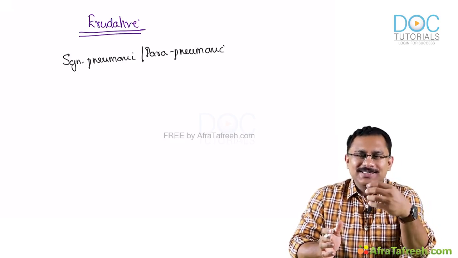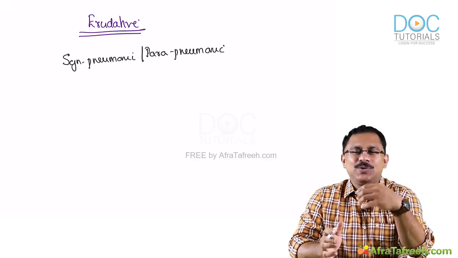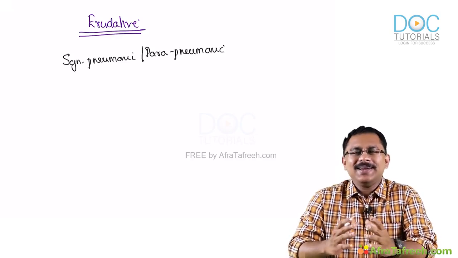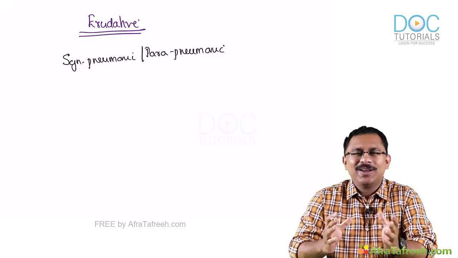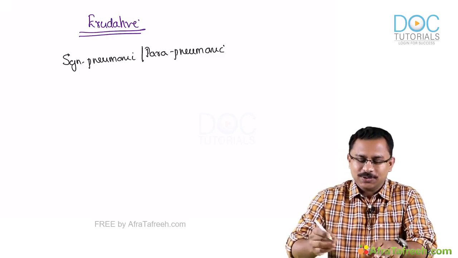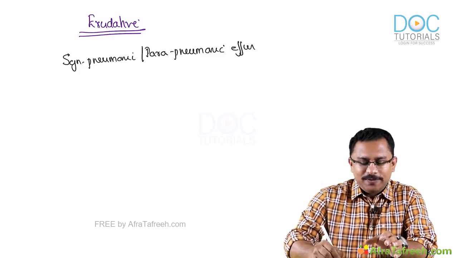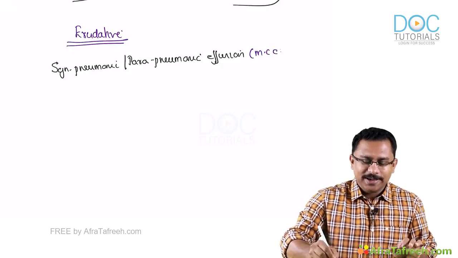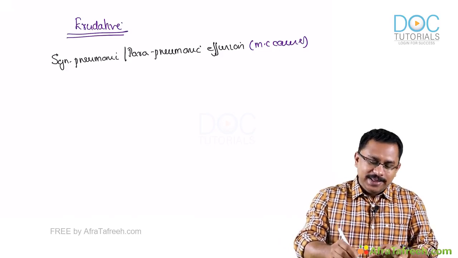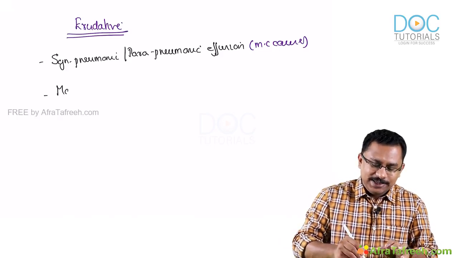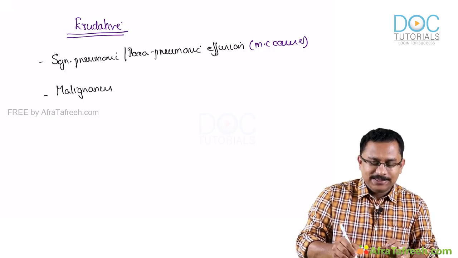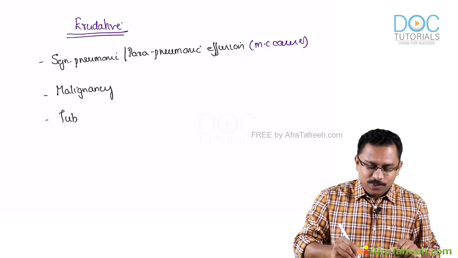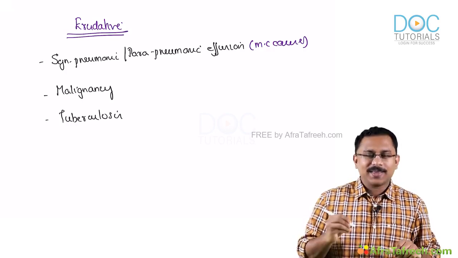When the effusion occurs along with the pneumonia, it is called a synpneumonic effusion, but the later accumulation within a few days is what is called a parapneumonic effusion. But in certain books these terminologies are used synonymously also. So synpneumonic and parapneumonic effusion is the most common cause of an exudative effusion. Then you can also have malignancies causing exudative effusion, and tuberculosis causing exudative effusion.